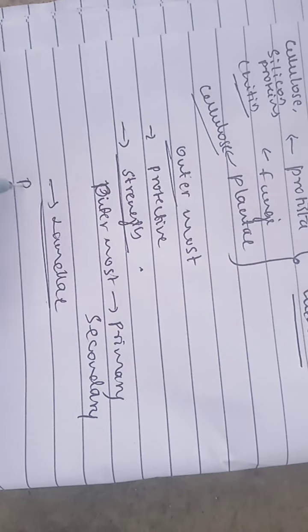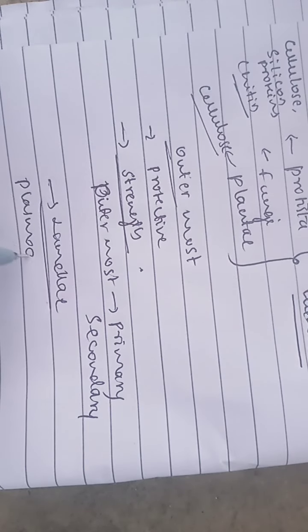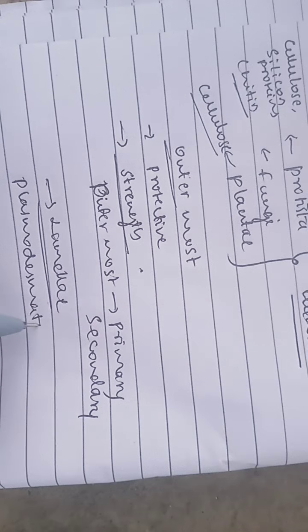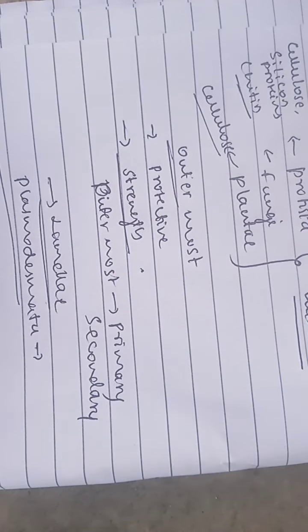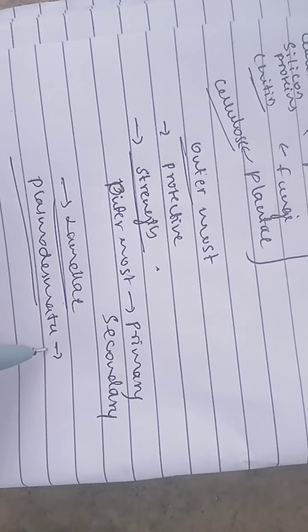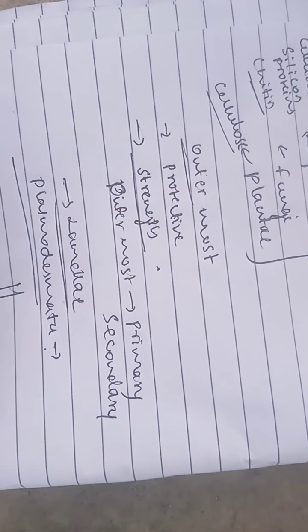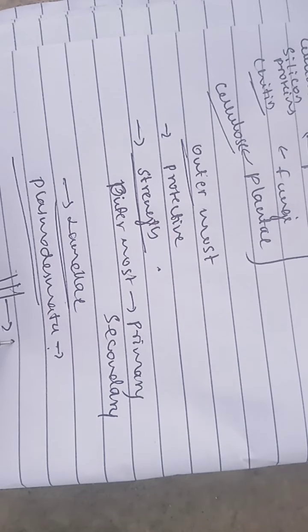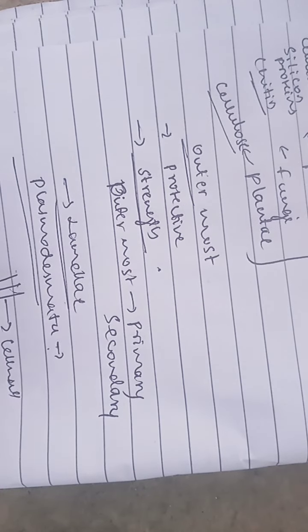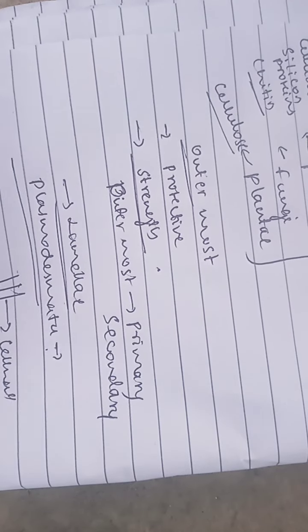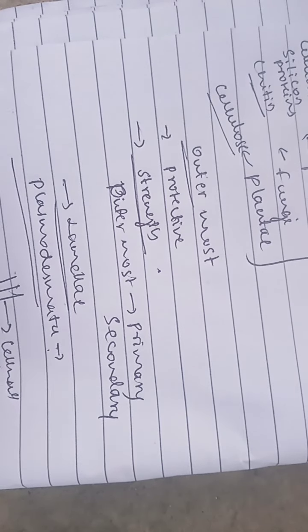In a cell wall, there are plasmodesmata, through which cytoplasmic connections from one cell to another cell are made, and minerals and water are transported through the plasmodesmata. So simply, if you say this is a cell wall, this is a plasma membrane, and there will be a plasmodesmata. So this is plasmodesmata.